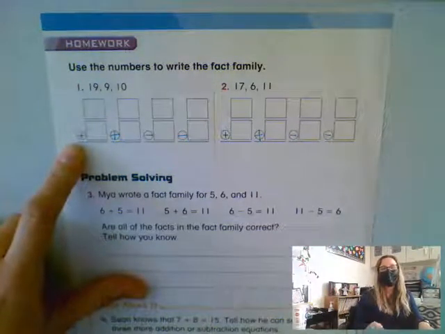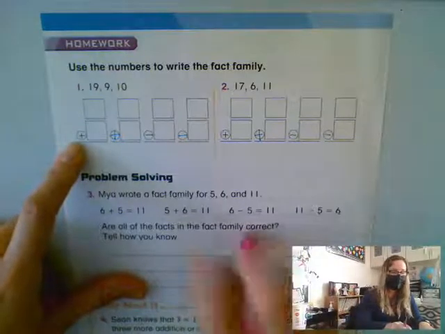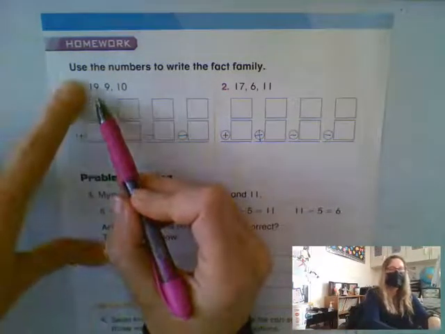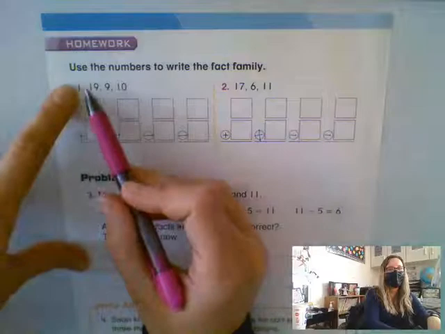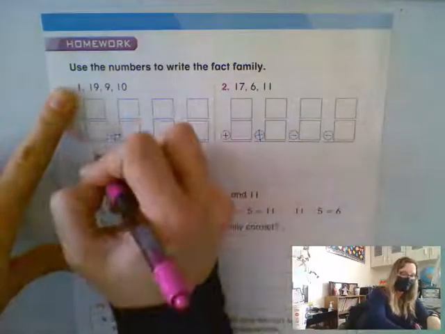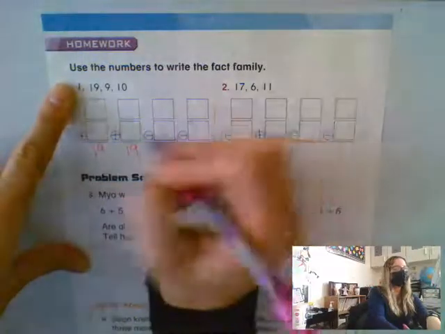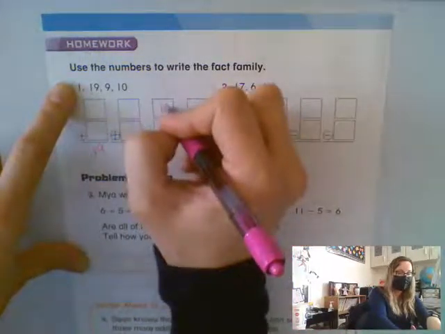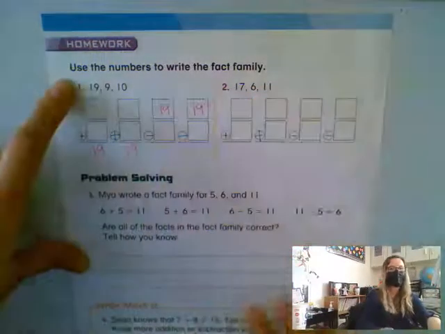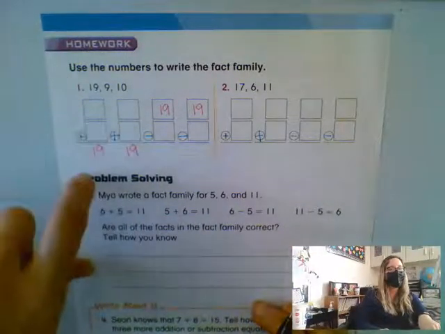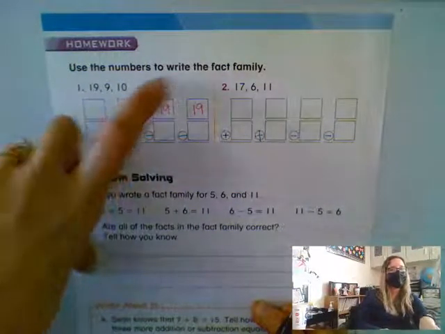Now this is kind of fun. What I'm going to do here is I know that my answer for my addition is going to be the bigger number. So for both of my addition, I'm going to put the biggest number. I'm just going to plug and chug. And I know that both of my subtraction have to start with that biggest number. So I'm going to plug it in just like that. So you take your biggest number, answer, answer, first number, first number.